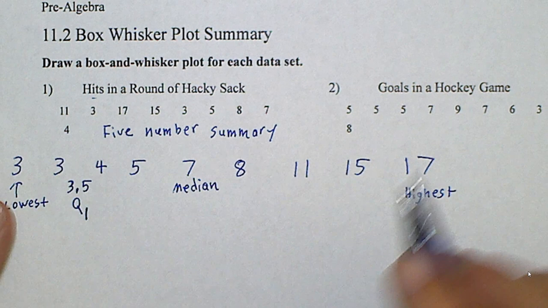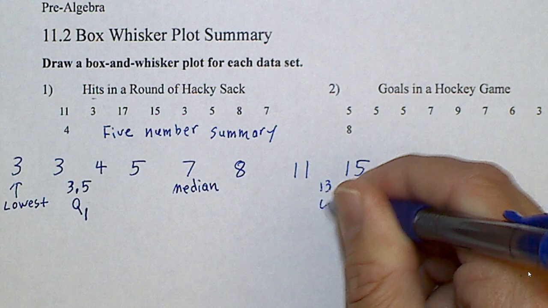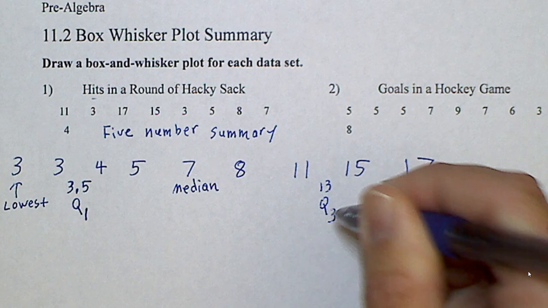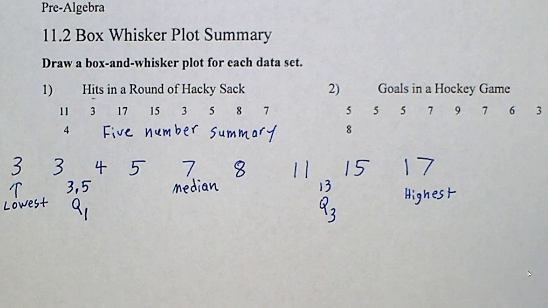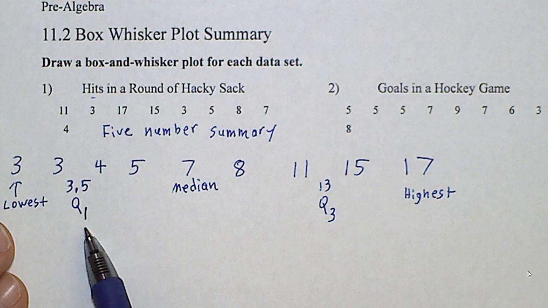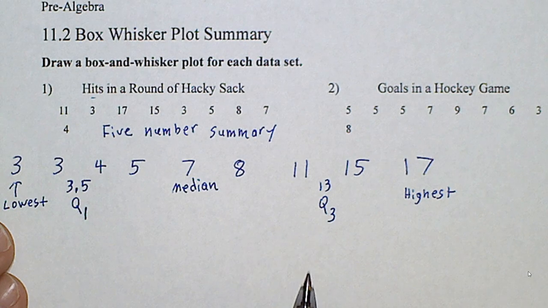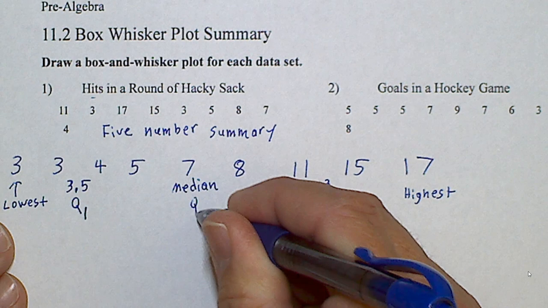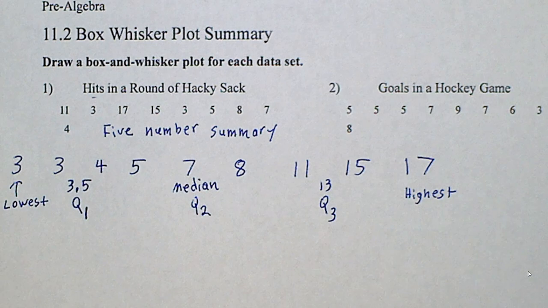So 13, we call that the third quartile, or the upper quartile is another thing we call that. Now, some of you might be wondering, okay, so if this is the first quartile and this is the third quartile, then what's the second quartile? Well, your median is actually your second quartile, in case any of you were wondering about that.